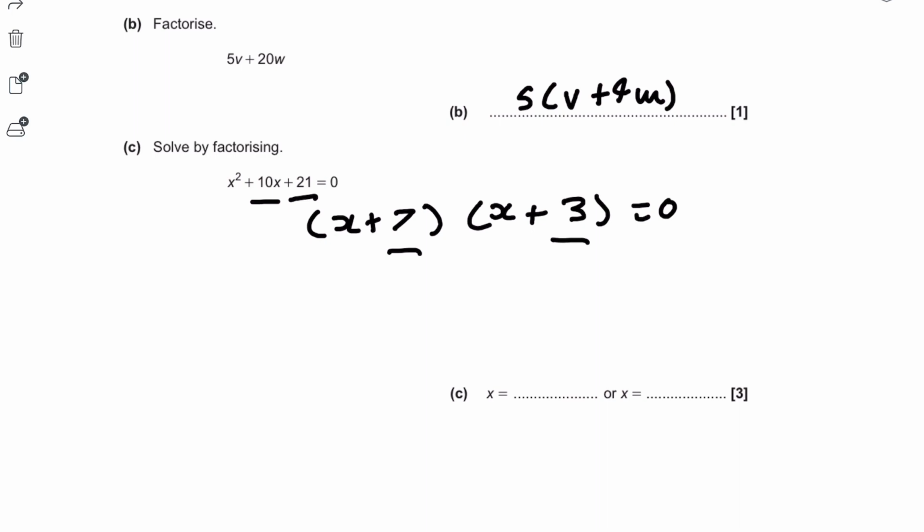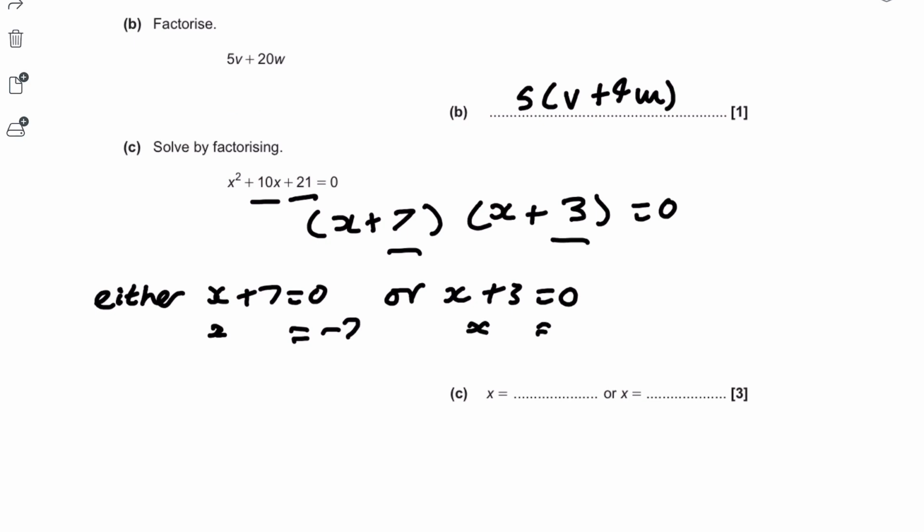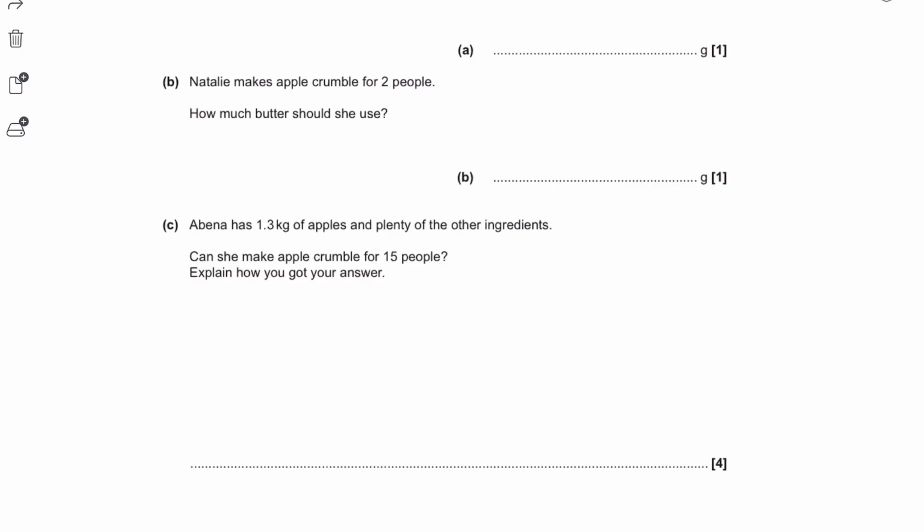Now, if x plus 7 multiplied by x plus 3 equals 0, then either x plus 7 equals 0 or x plus 3 equals 0. Why? Because 0 multiplied by anything else equals 0. So in this case, x equals -7, x equals -3. So x equals -7 or -3.